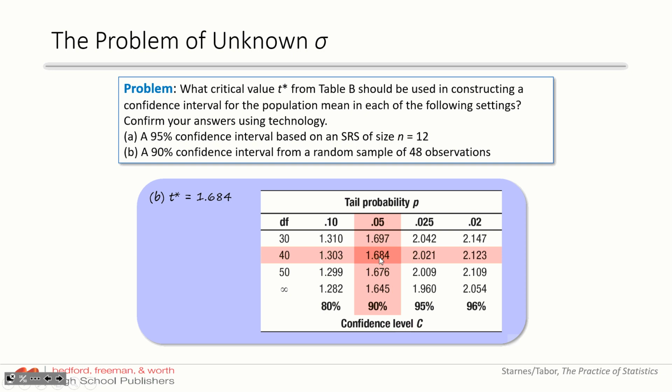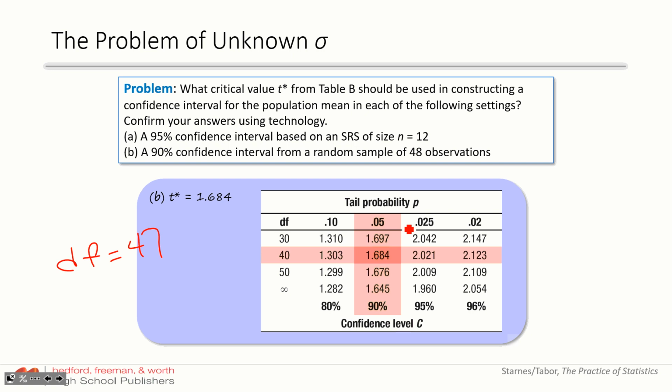Okay. Now, if I wanted a 90% confidence interval from a random sample of 48 observations, so my sample size is 48, my degrees of freedom would be 47. You're going to notice that the table does not have 47. After a certain point, the table starts going up by like 10. So here's the rule of thumb. You always have to round down. I don't have 47. I either have to choose from 40 or 50. Those are the closest to 47.